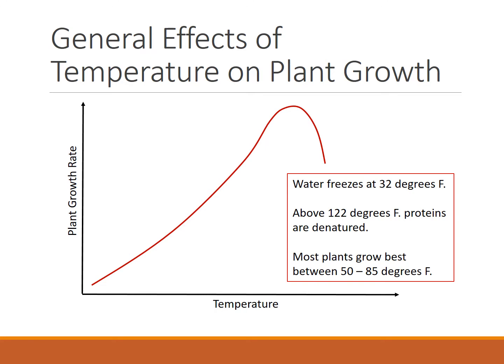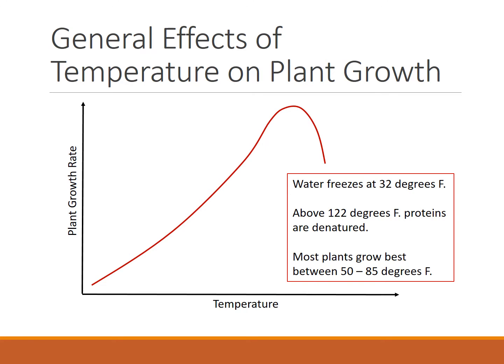Alright, let's take a look at the general effect of temperature on plant growth. So you see a chart, and the vertical axis of this chart is showing the rate of plant growth. The horizontal axis of this chart is showing the temperature. So temperature increases as we move to the right. If you look at the slope of this curve, we can say that generally speaking, as the temperature increases, the rate of plant growth also increases, but up to a certain point.